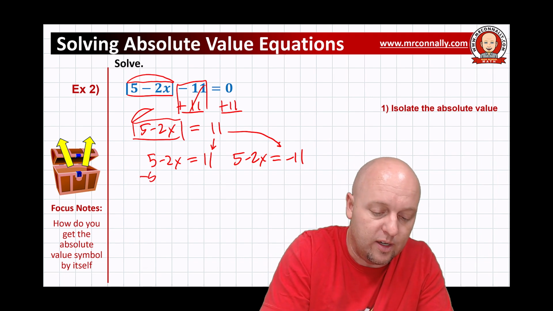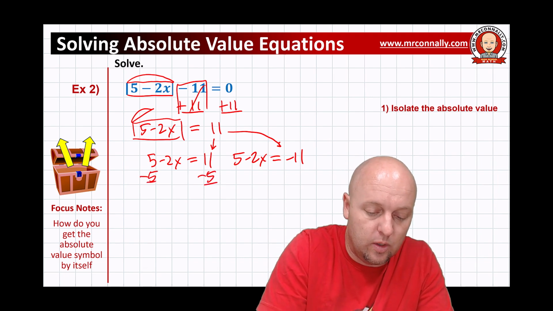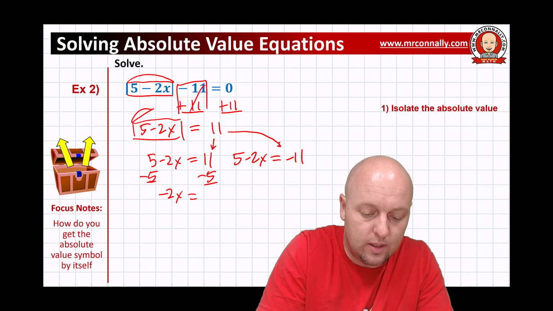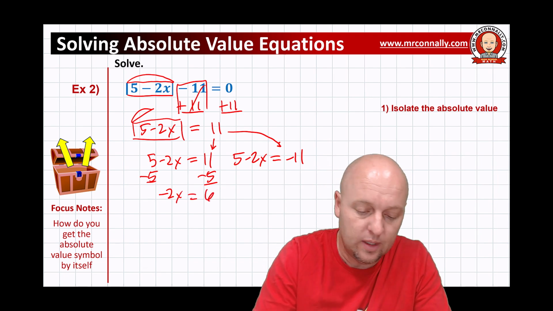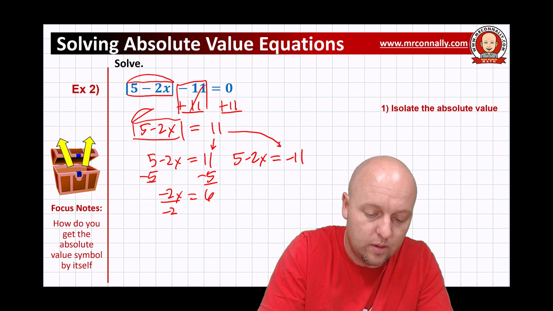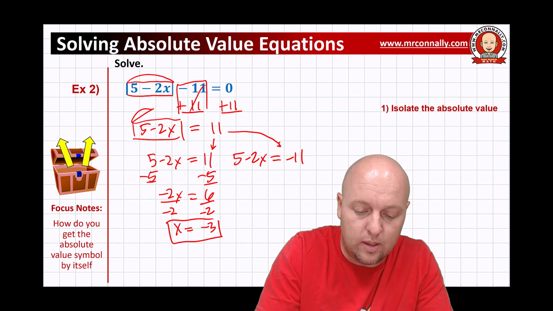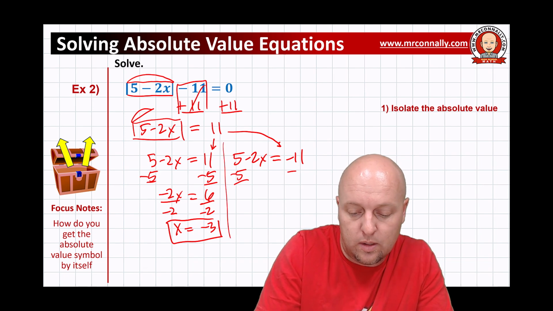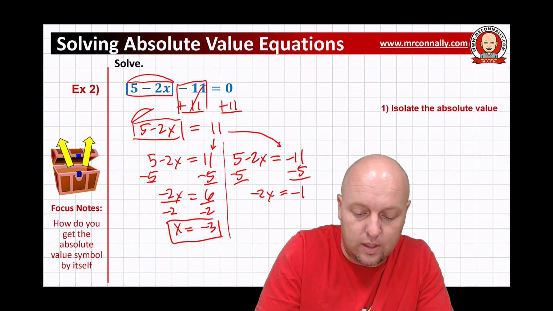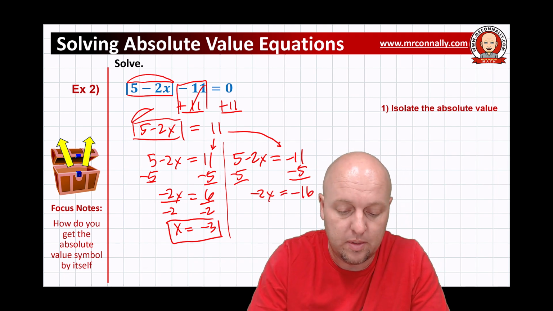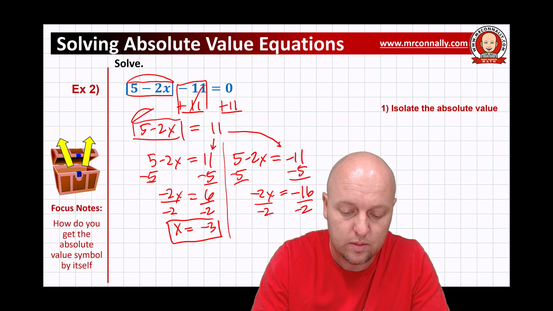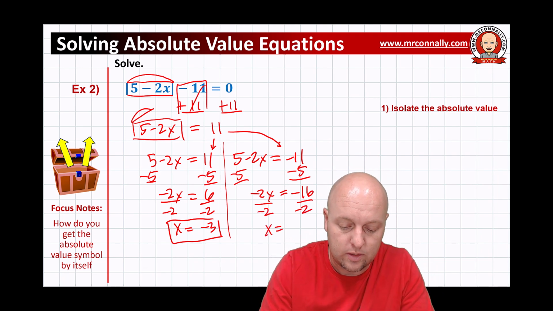So we'll subtract 5 from both sides. We get negative 2x equals 6. Divide by negative 2. We get x equals negative 3. And then we subtract 5 from the other side. And we get negative 2x equals negative 16. And now divide by negative 2. We get x equals 8.